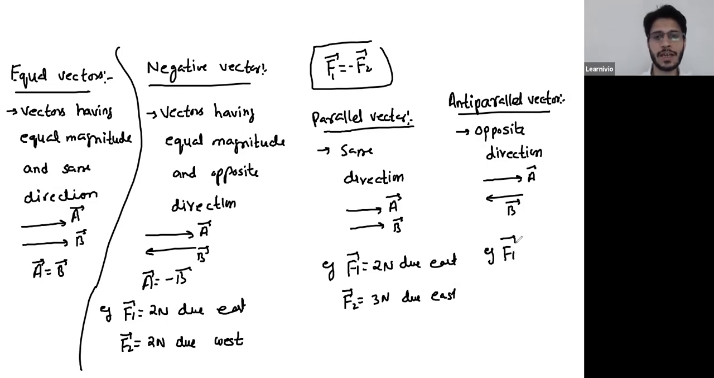So if I say that F1 is 2 Newton due east, and I take another force F2, which is 3 Newton due west, then they are not equal. So I can't say that they are anti-parallel. Since their magnitudes are not equal, they are not negative of each other. But since they're acting in opposite directions, we can call them anti-parallel. Please note it down.